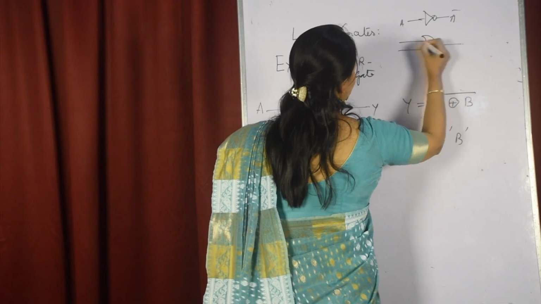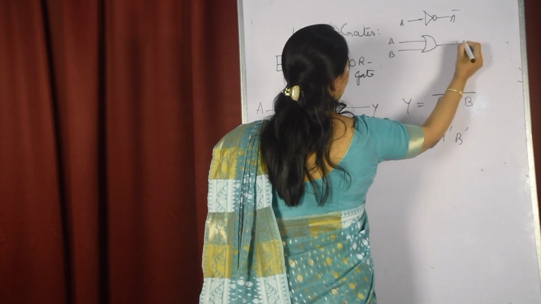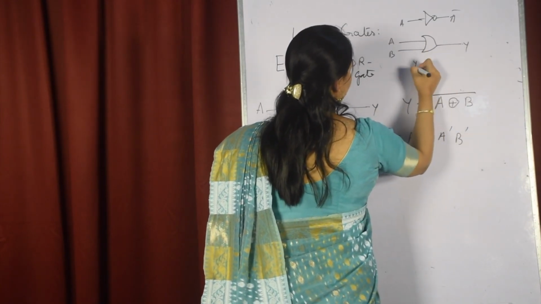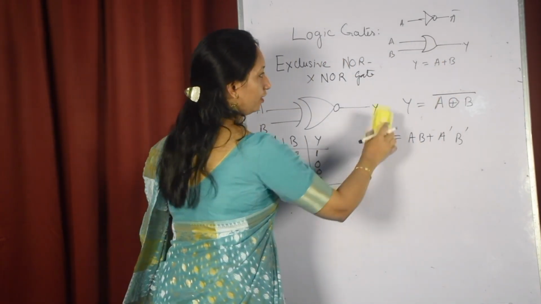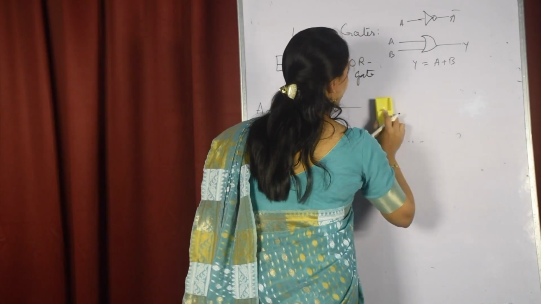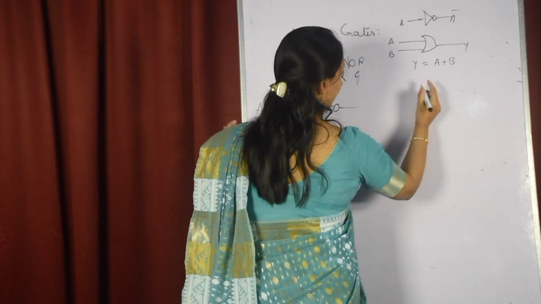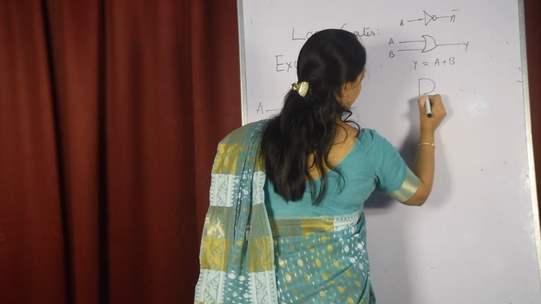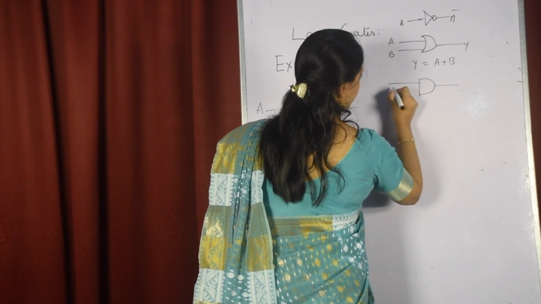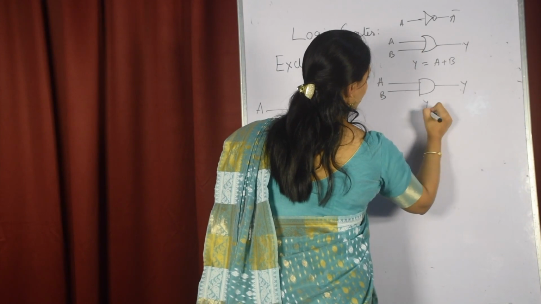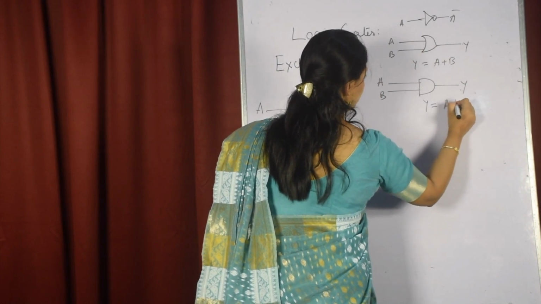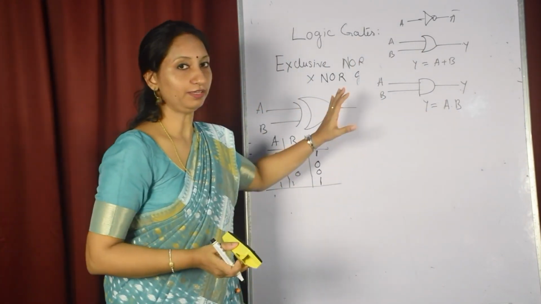So the OR gate symbol is this: A, B and Y, and Y is equal to the sum of the inputs of the OR gate. So the third gate we have discussed is the AND gate. So this is the AND gate, A, B, Y, and Y equals A dot B. That means the product of the inputs.